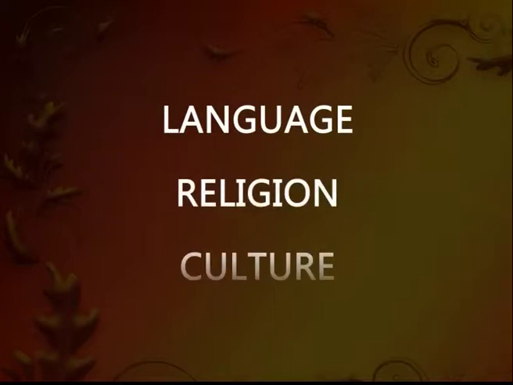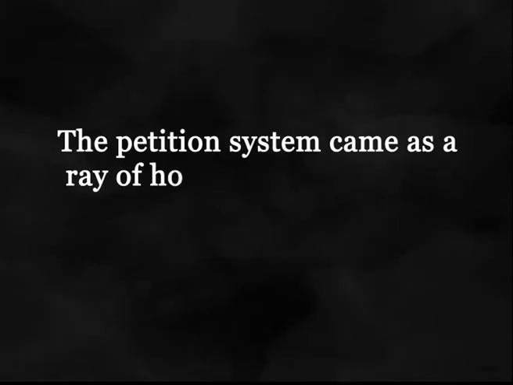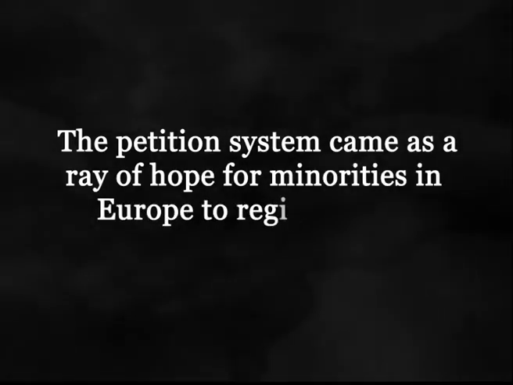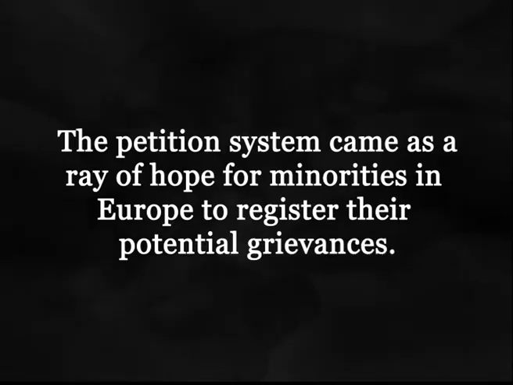Within the League system, another prospective attempt to address minority rights was experimented with in the mid-1920s in the form of a petition provision. The petition system can be regarded as a special measure designed to ensure the ability of minorities in terms of language, religion, and culture. The League of Nations protection regime superimposed some elements of collective rights and moderated majority-minority tensions. The petition system came as a ray of hope for minorities in Europe to register their potential grievances.